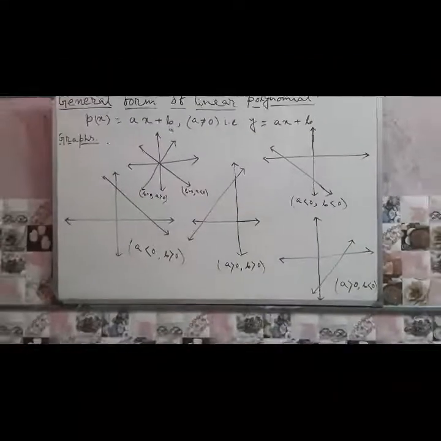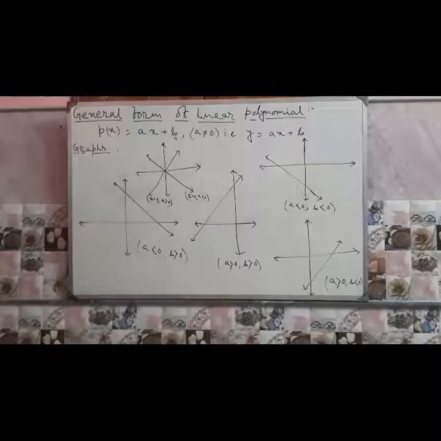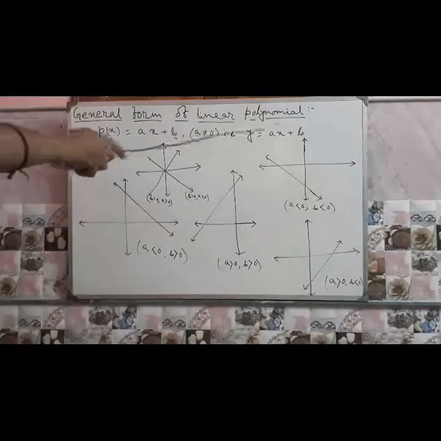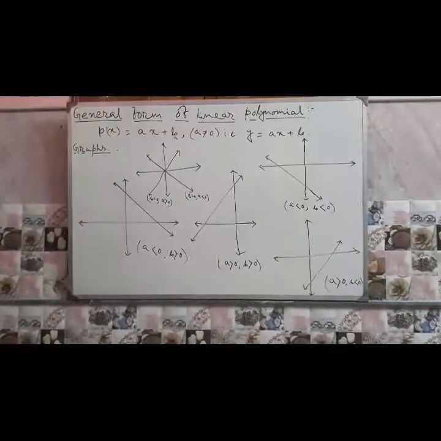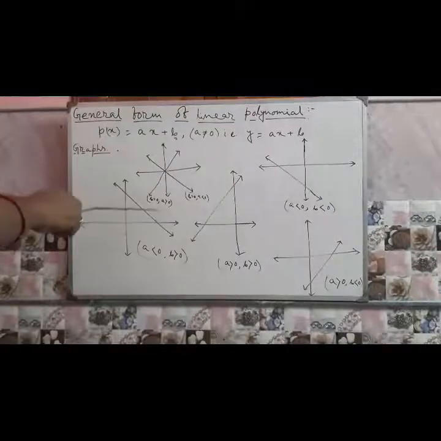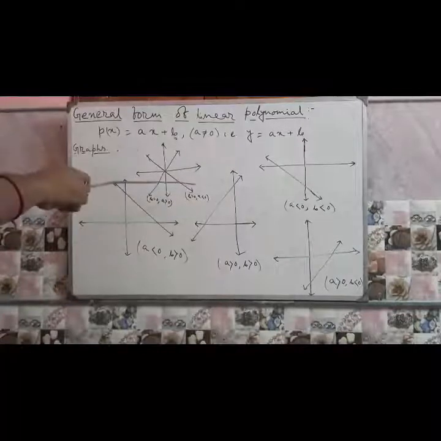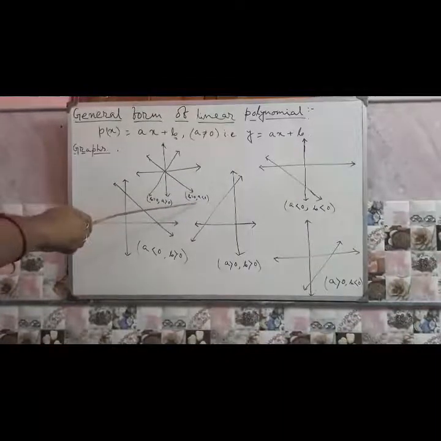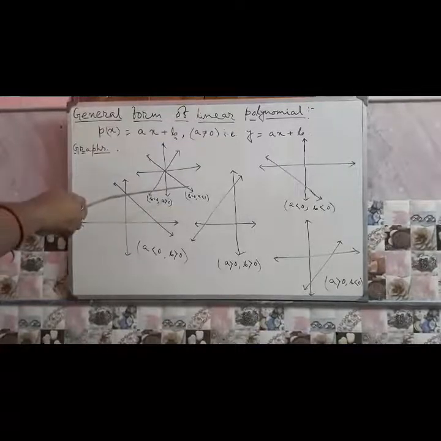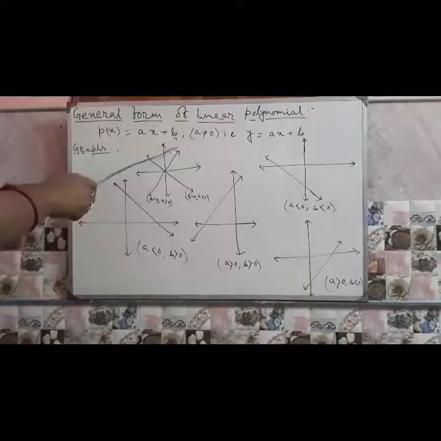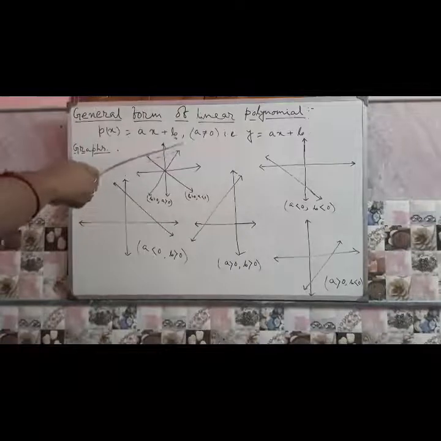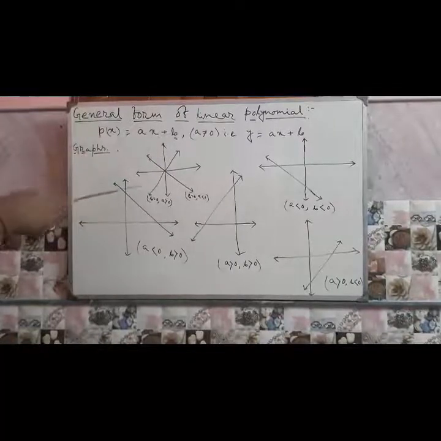But you see, in a linear polynomial there is no condition, no restriction for b. That means if b becomes equal to 0, then the graph will be passing through the origin. If b is equal to 0 and a is less than 0, then like this, and if b is equal to 0 and a is greater than 0, then the graph will be like this, passing through the origin.